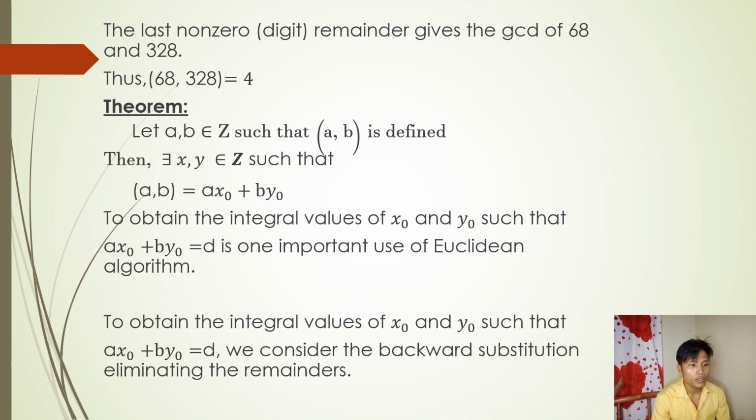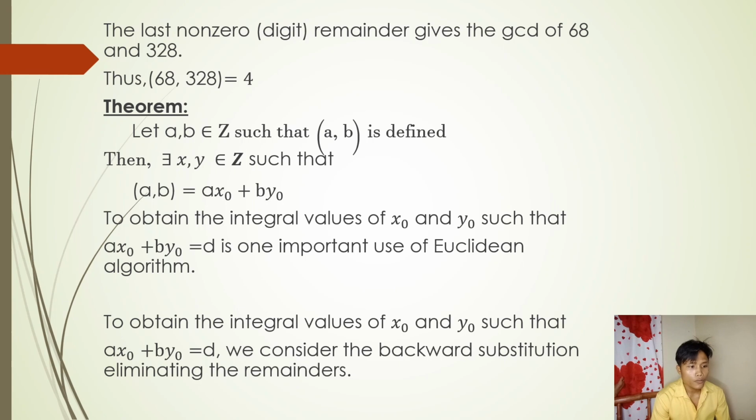The last non-zero remainder gives the GCD of 68 and 328. Thus, the GCD of 68 and 328 is equal to 4, that is our GCD.